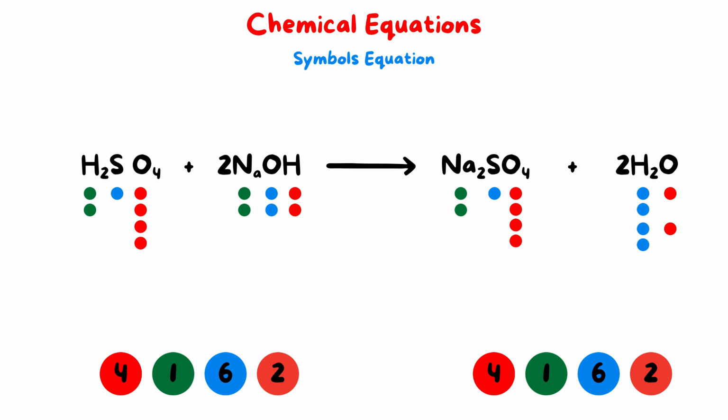After making these adjustments, we find that the numbers finally match. We now have 1 carbon atom, 4 hydrogen atoms, and 4 oxygen atoms on each side of the equation, which means the equation is balanced.